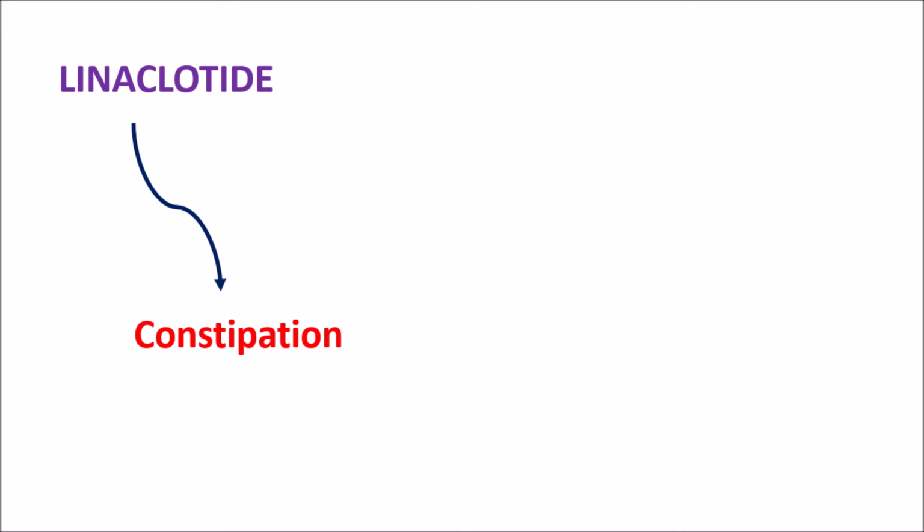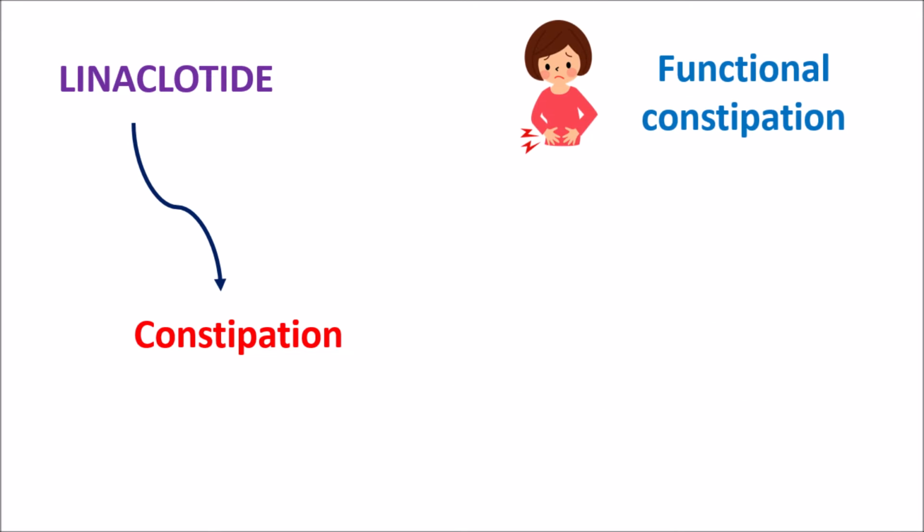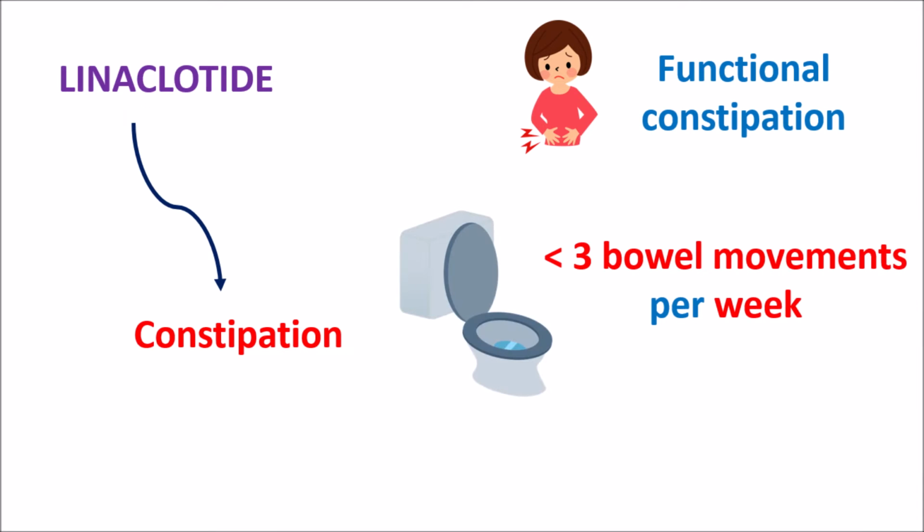And the third clinical use of linaclotide is in the treatment of functional constipation that can be observed in children as well as in adults. This constipation results in decreased bowel movements where less than 3 bowel movements can be observed per week, which results in severe abdominal discomfort, abdominal pain, and bloating.